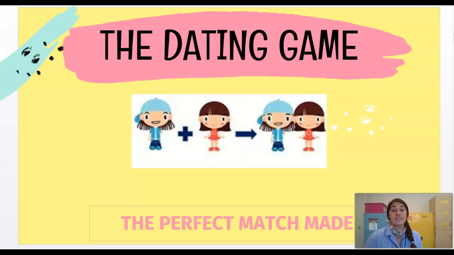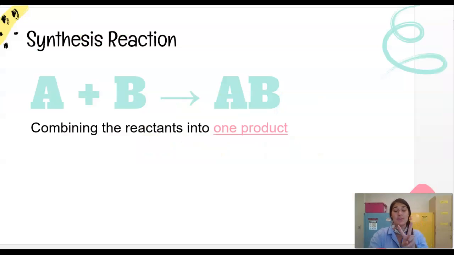All right, so for each of these different reactions, I'm going to give you a scenario. So this one's called the perfect match. In the dating game, all right, so you have 2 young souls who come together to make a couple, all right, and so that is our synthesis reaction. So again, one last time, you have 2 things combining to form 1 product, and your hint is that it is 2 elements as your reactants.